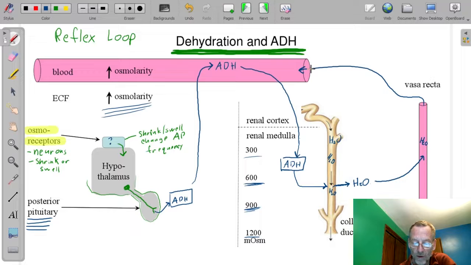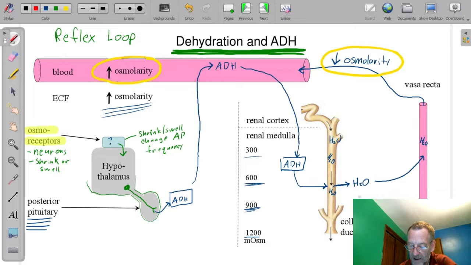As we add more water, what will that do to osmolarity? Decrease it or increase it? As we add water to it, it will decrease the osmolarity. And that basically completes our reflex loop. We started with high osmolarity and we wound up lowering it. So we've completed our reflex loop.